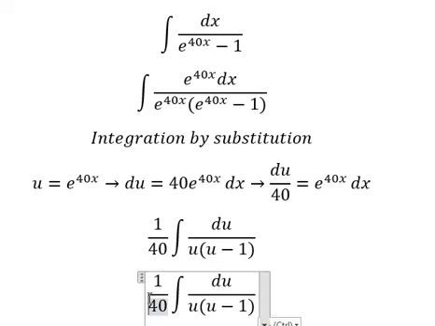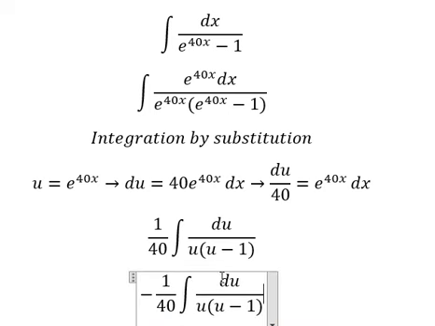Next, I will put a negative in here. That means this one you need to have a negative in here, because this is negative number 1. This is negative number 1. So negative number 1 multiplied by negative number 1, you will get positive in here.